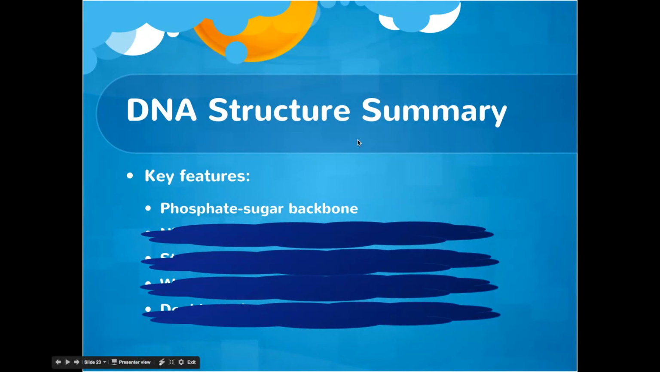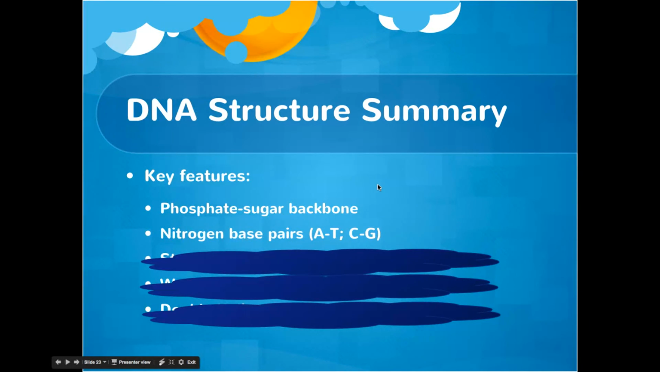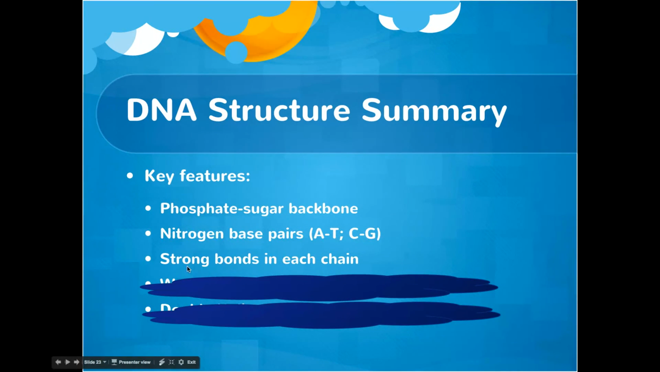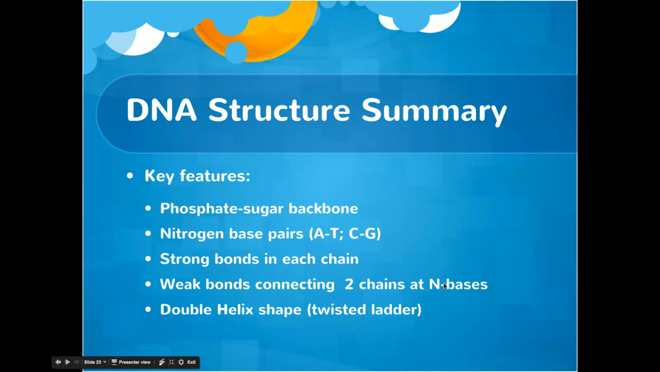So just a really quick structure. DNA is made of this phosphate sugar backbone with nitrogen bases that pair up in the middle, A's with T's and C's with G's. And then you have very strong bonds that make up the chain, weak bonds connecting the nitrogen bases, and it's got a double helix shape, a twisted ladder with those two strands paired up next to each other. And that's just a little bit about DNA. In the next class, we'll talk about how this actually works to make your different traits.